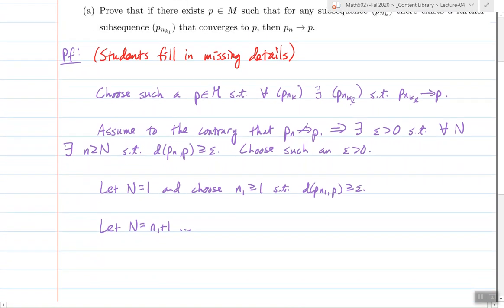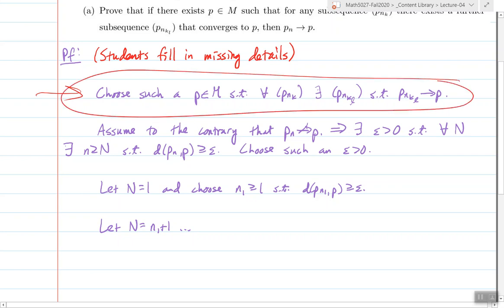I kind of started the proof for you here. It's a proof by contradiction. I'm asking you to fill in the details. So you can pause the video, try to write some of this down. The basic idea is that you start by choosing a point P such that for every subsequence of the original sequence, there always exists a further subsequence that converges to P, right? That's what this says right here.